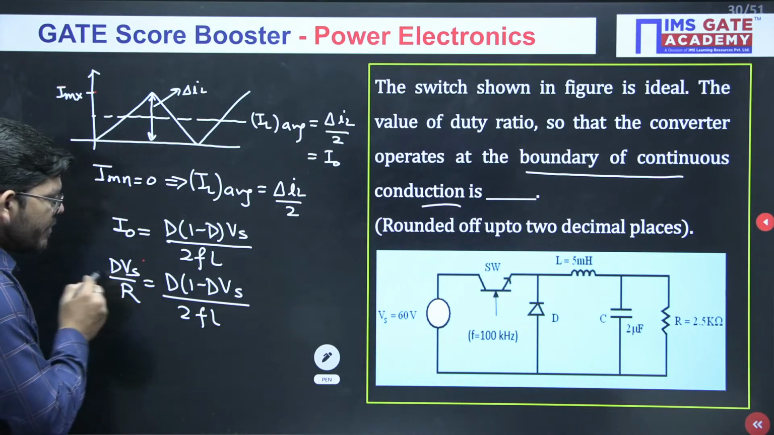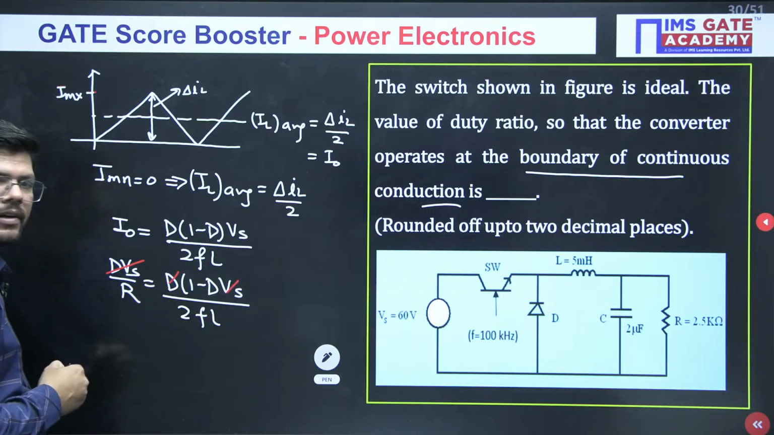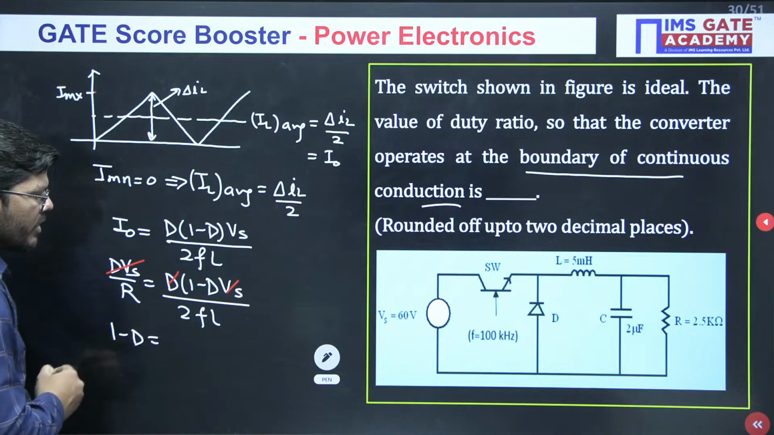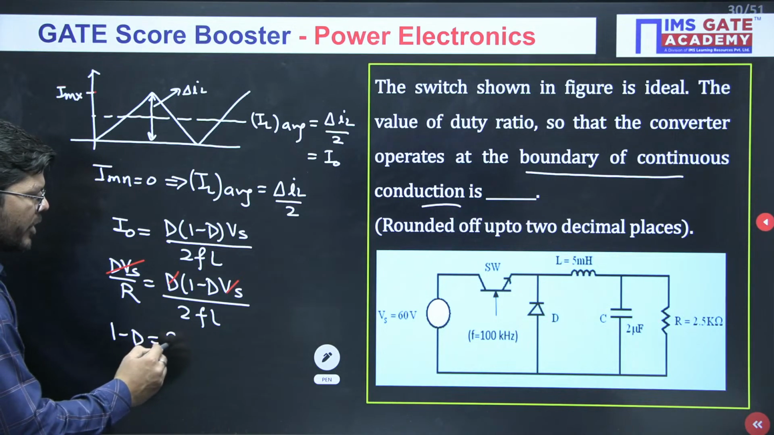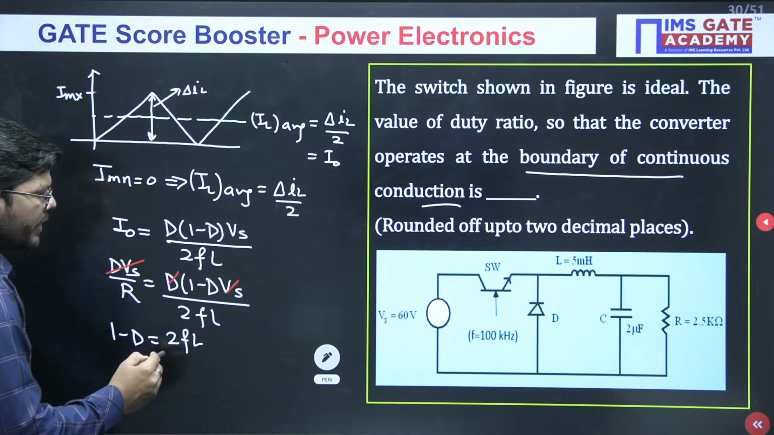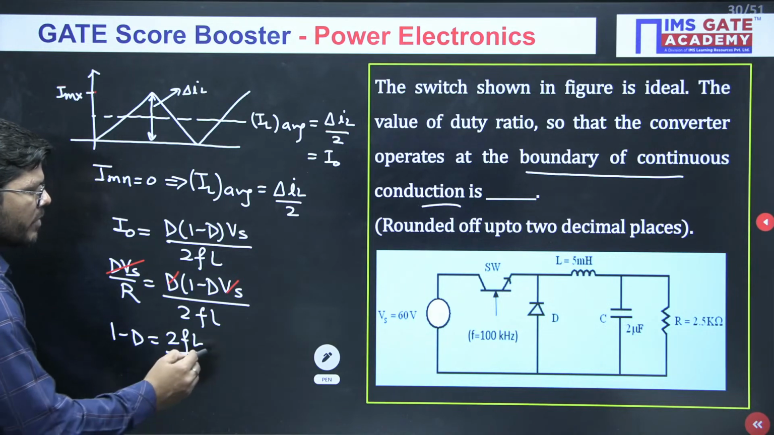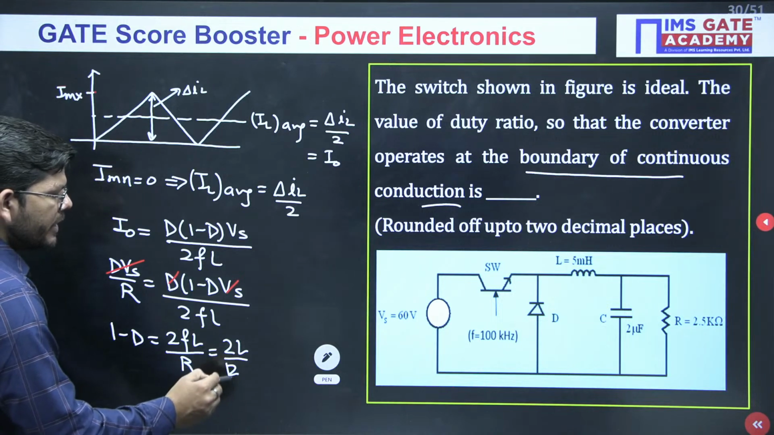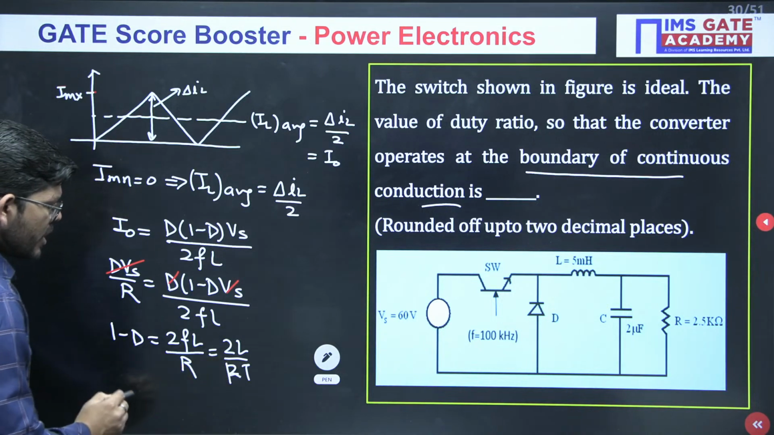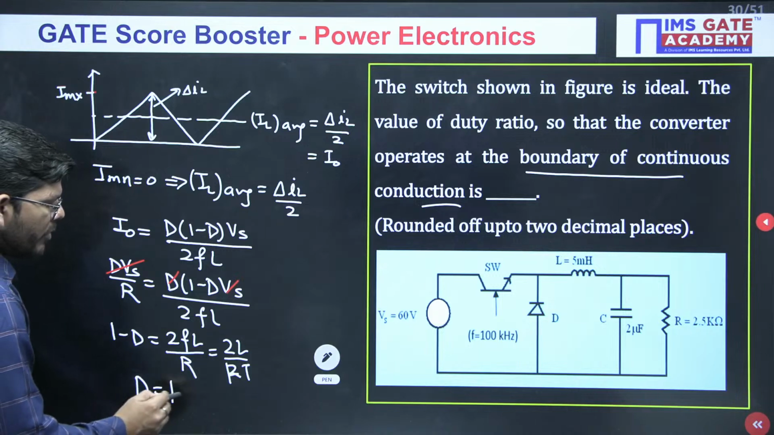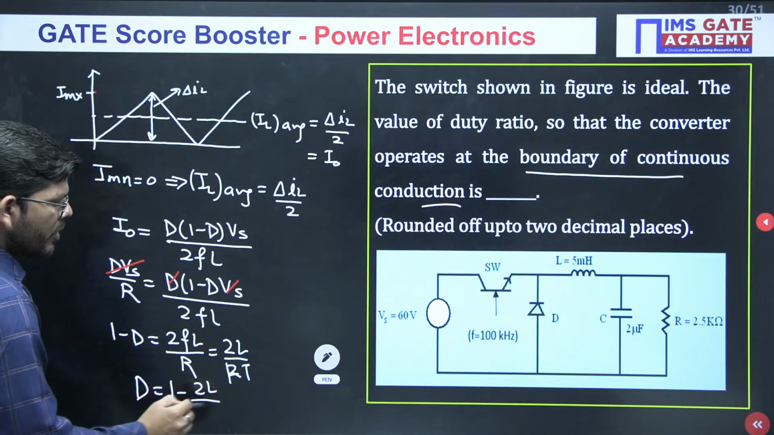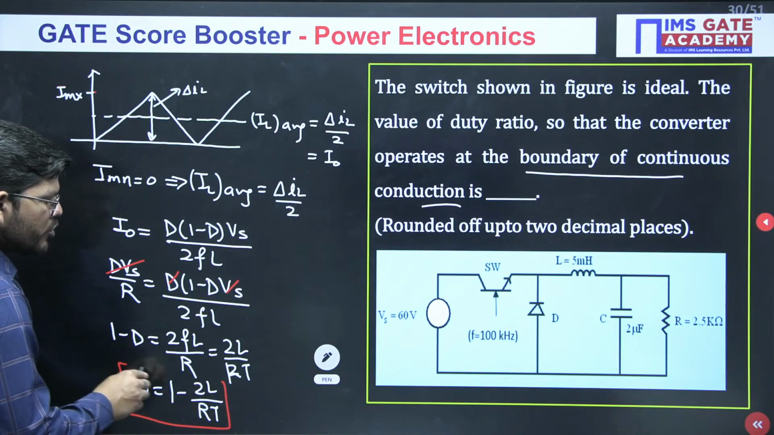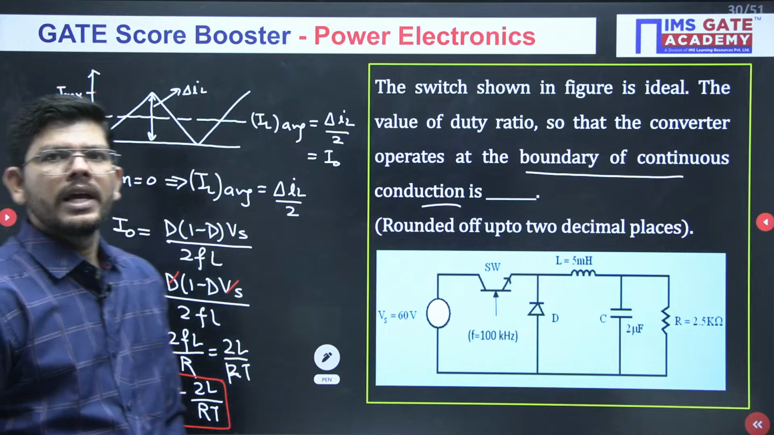Fine. Now just see what will happen. dVs and dVs will get cancelled. Then we will get 1 minus D, which will be equal to 2FL upon R, or sometimes it might also be written as 2L upon RT. Or what will be the value of D? D value will be 1 minus 2L upon RT. So this you can store in your memory.